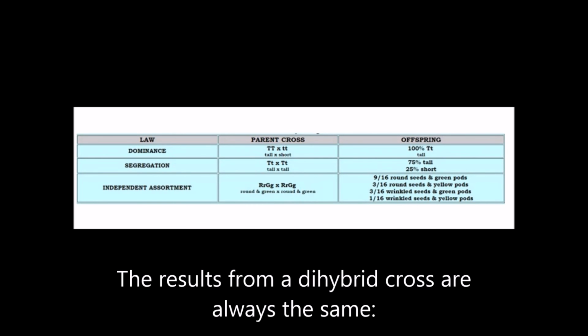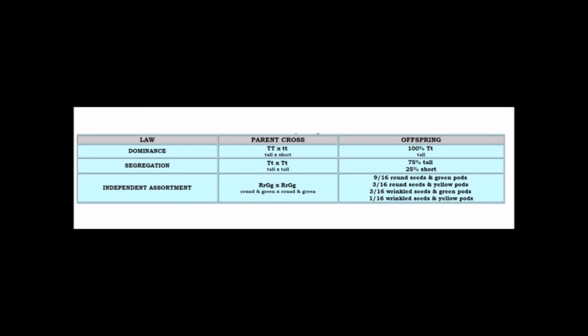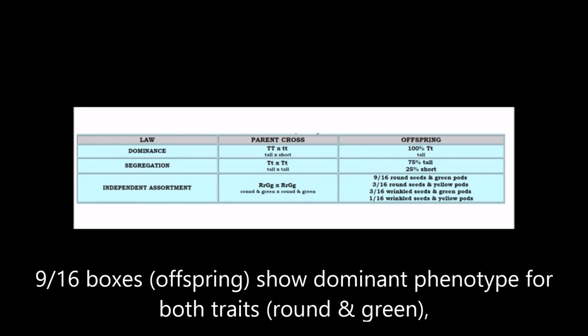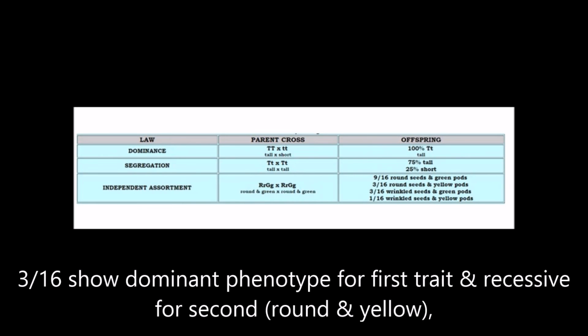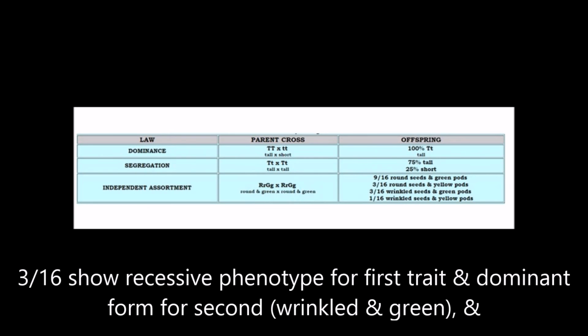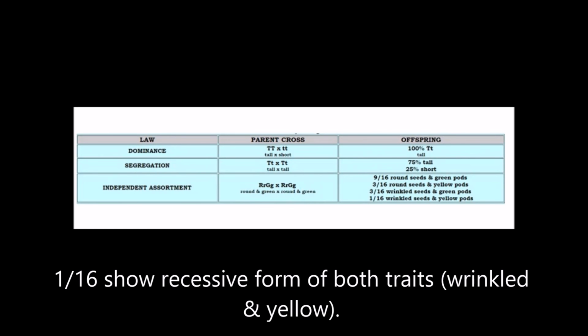The results from the dihybrid cross are always the same. 9 over 16 boxes show dominant phenotype for both traits, round and green. 3/16 show dominant phenotype for the first trait and recessive for the second, round and yellow. 3/16 show recessive phenotype for the first trait and dominant for the second, wrinkled and green, and 1/16 show the recessive form of both traits, wrinkled and yellow.